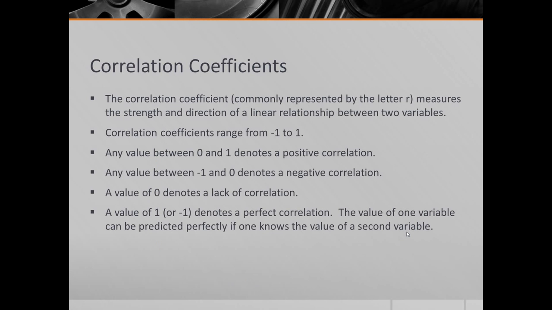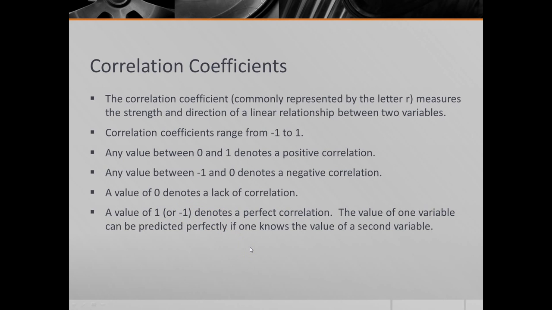Correlation coefficient. The way we represent a correlation, or talk about the strength and direction of the correlation, is with a correlation coefficient, usually represented by the letter R, and this measures the strength and direction of a linear relationship between two variables. They range from -1 to 1 and everywhere in between. So 0 is no correlation. Anything that's positive is a positive correlation. Anything negative is a negative correlation. A value of 1 or -1 exactly is a perfect correlation.